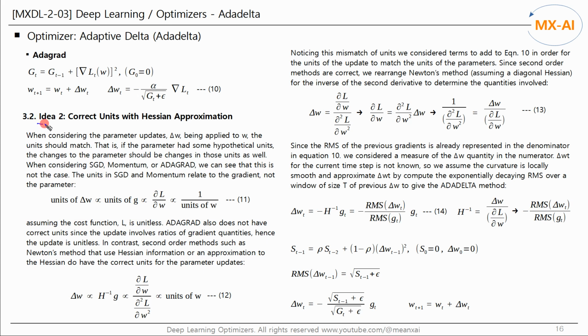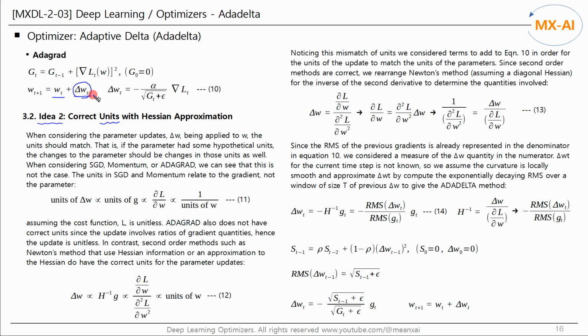Next, let's look at the second idea presented in the paper. This is to match the units in the formula for updating parameters. When considering the parameter updates, delta W being applied to W, the units should match. That is, if the parameter had some hypothetical units, the changes to the parameter should be changes in those units as well.